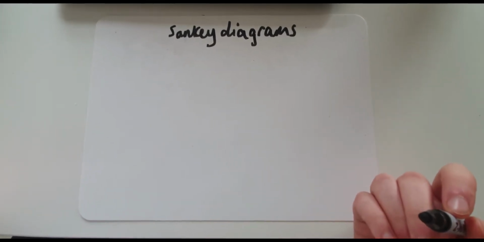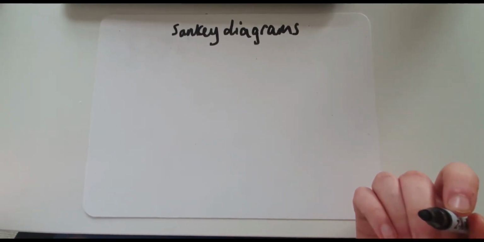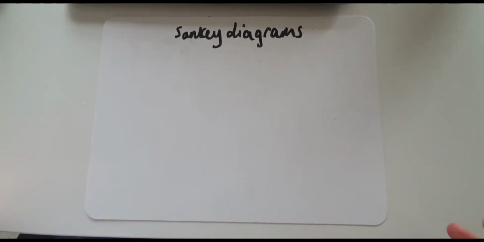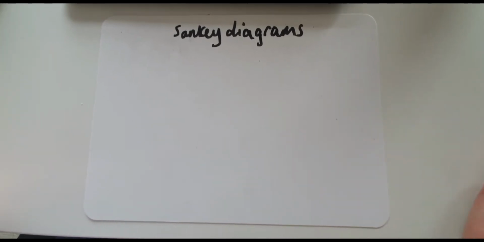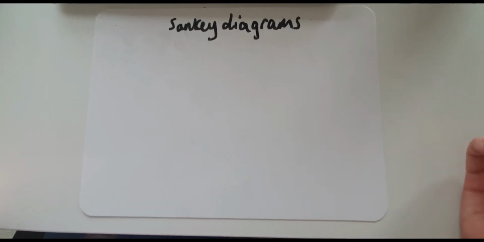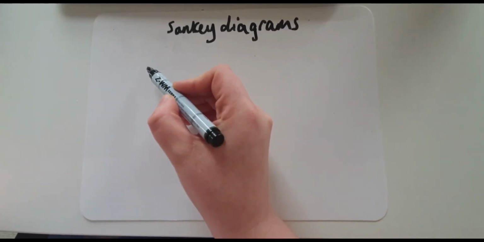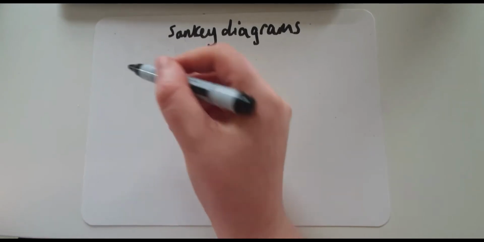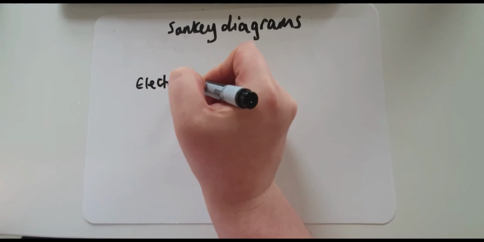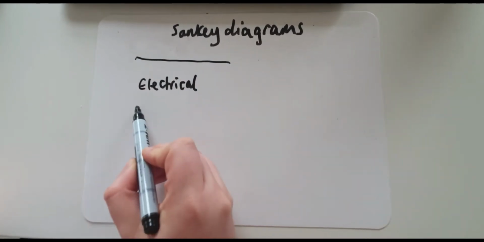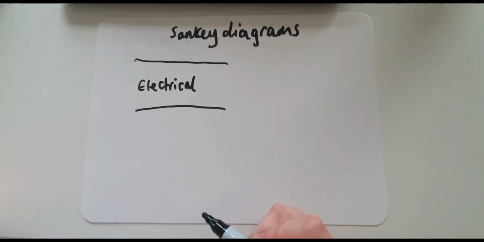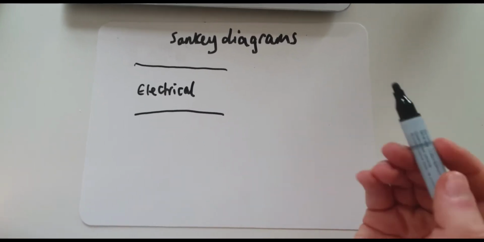So Sankey diagrams are basically diagrams that show you the transfer of energy in certain appliances, etc. So the most obvious one that I always like to talk about is the light bulb. So my input energy is going to be electrical. So that's right, electrical. And sorry, that's the cat meowing in the background.